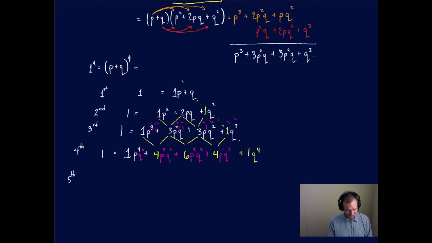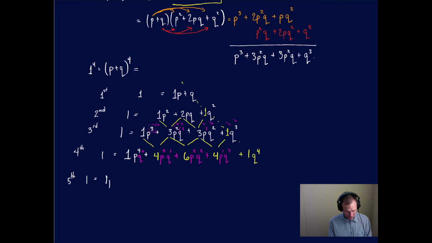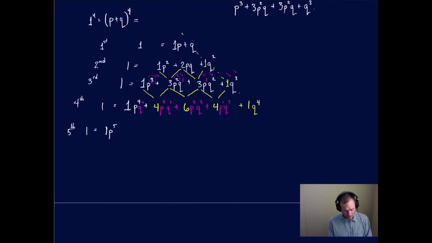All right, here we go. I hope you tried this. So remember, this always adds to 1. So our first one is going to be 1 p raised to the 5th power. And then plus, now we take the 1 plus the 4, so we're going to get a 5. The p goes from 5 down to 4. The q goes from 0 up to 1. Plus. Now we take the 4 and the 6 to get 10. And then the p goes from 4 down to 3. The q goes up to 2. Plus.